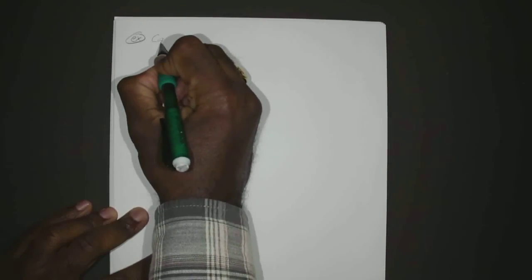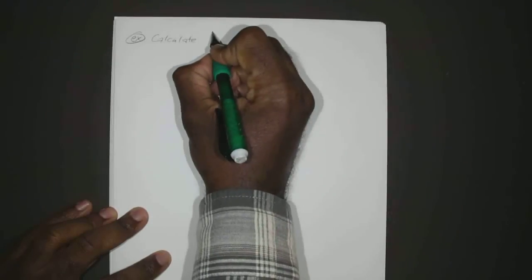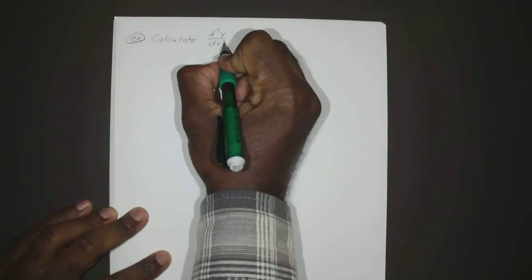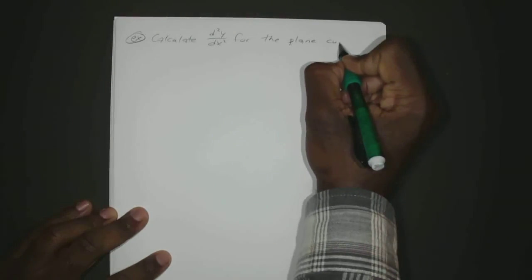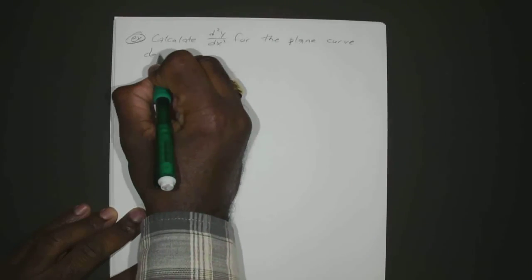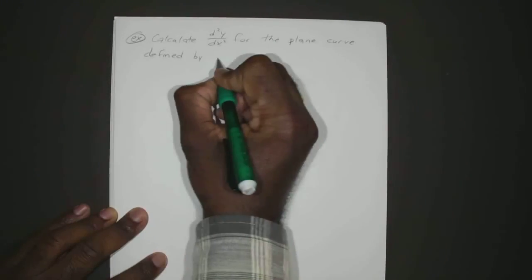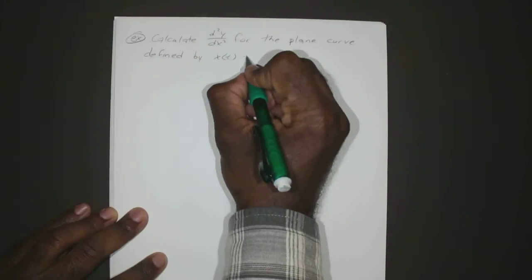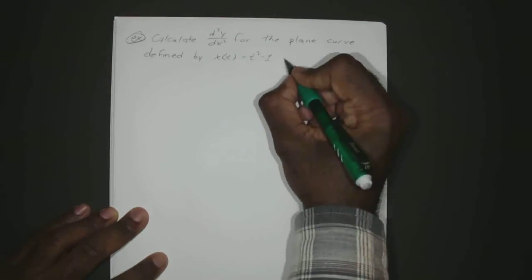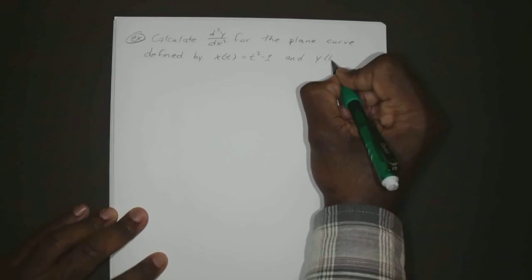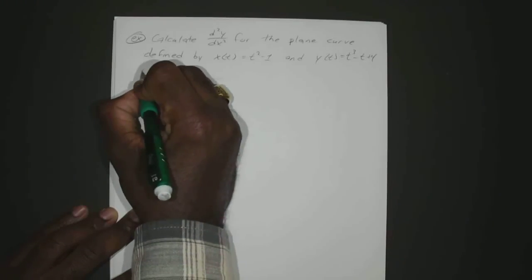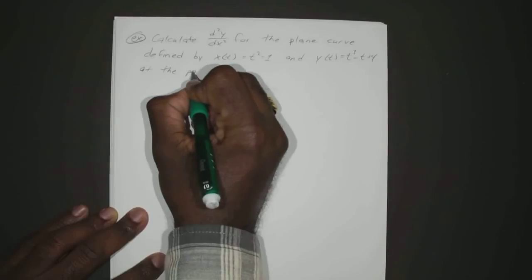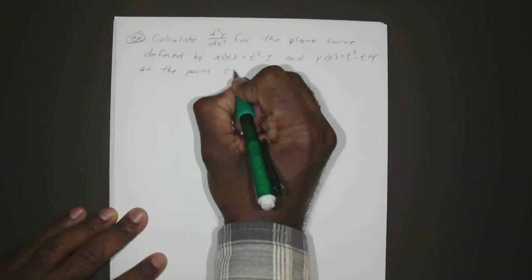Okay, so for our first example, calculate the second derivative for the plane curve defined by x of t equals t squared minus 1 and y of t equals t to the third minus t plus 4 at the point t equals 6.